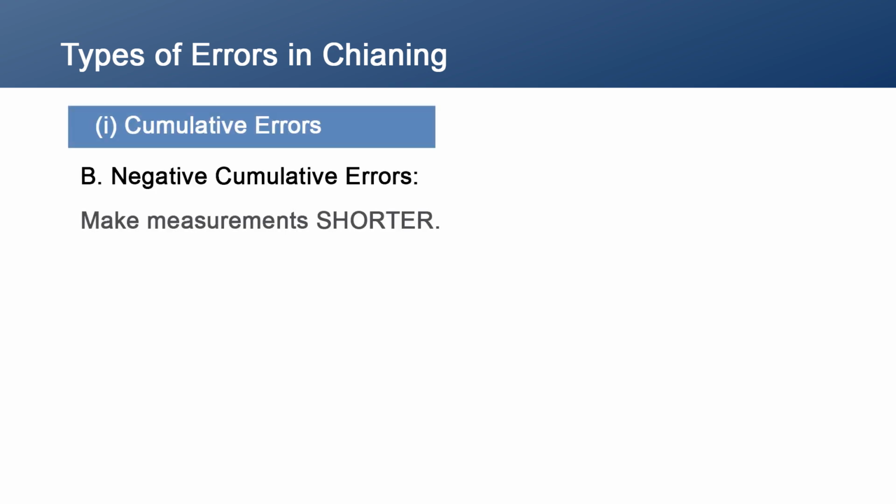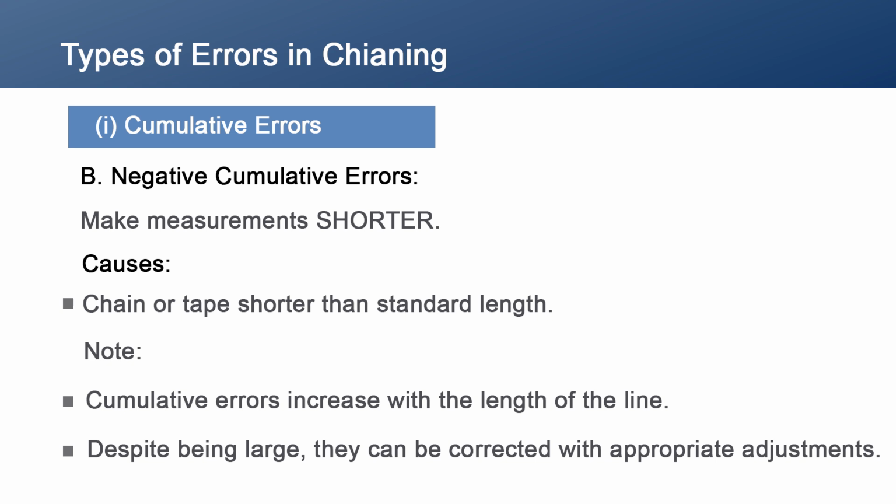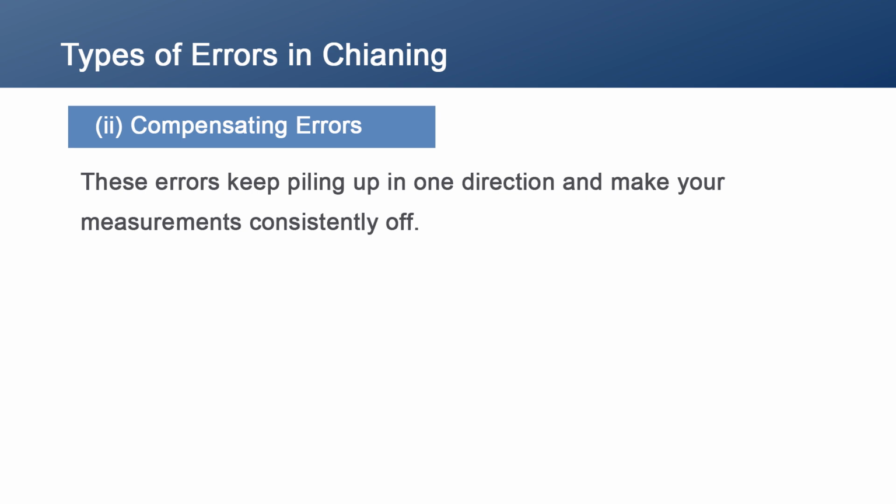Next, we have the negative cumulative error. These make your measurement shorter. They often occur when the chain is longer than the standard. So, the bottom line is cumulative errors grow with the length of the line. Though they can be large, you can correct them by applying the necessary adjustment. So, let us look into the second type, that is compensating errors.